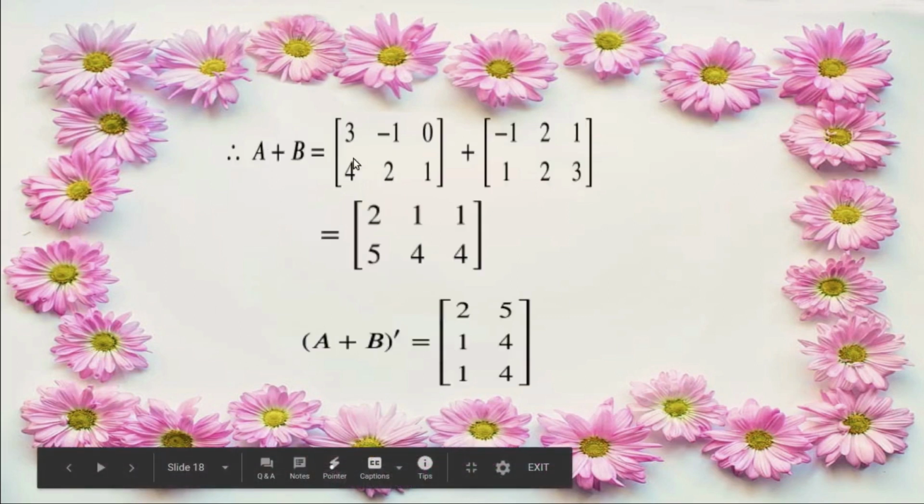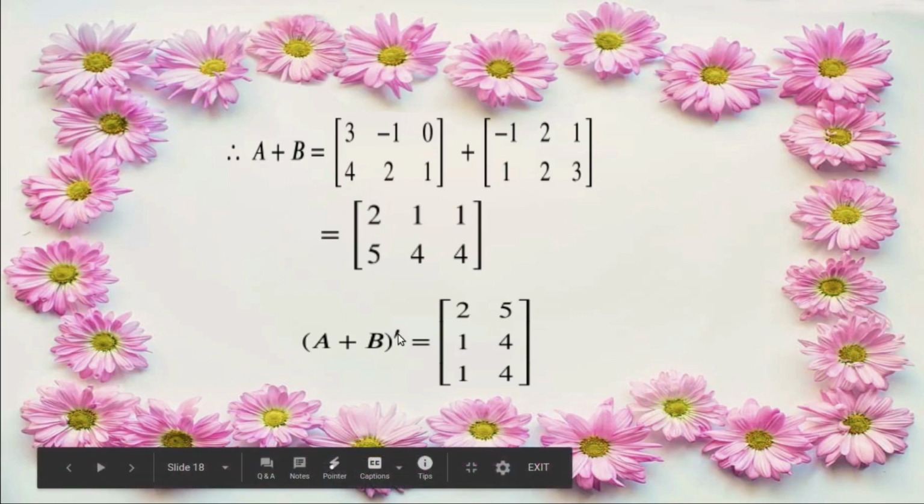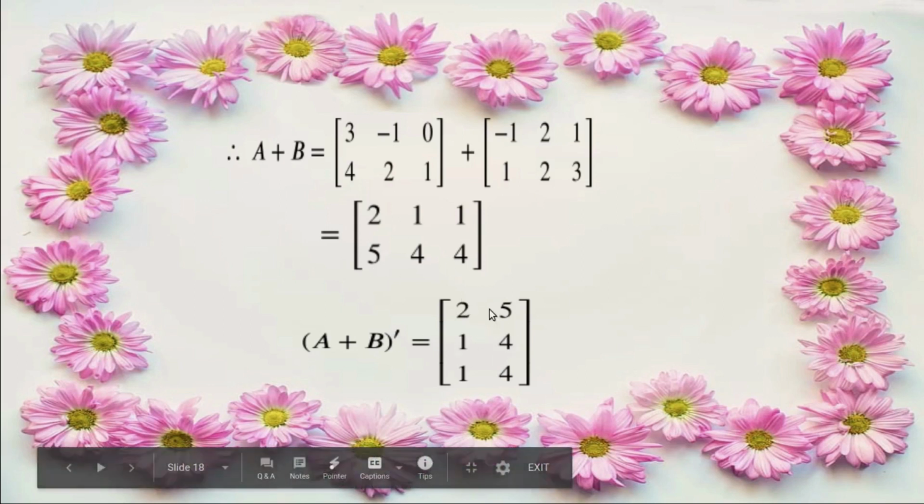Now A plus B equal to matrix A plus matrix B. 3 plus minus 1 is 2, minus 1 plus 2 is 1, 0 plus 1 is 1. 4 plus 1 is 5, 2 plus 2 is 4, 1 plus 3 is 4. This is A plus B. Now A plus B transpose is: first column is 2, 1, 1, second column 5, 4, 4.